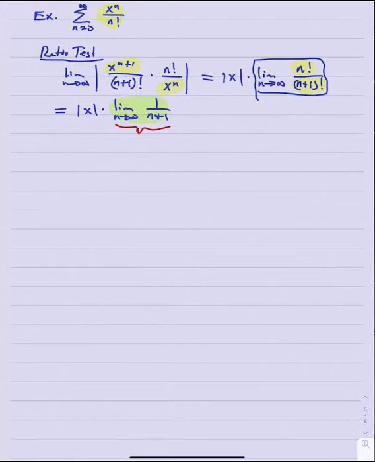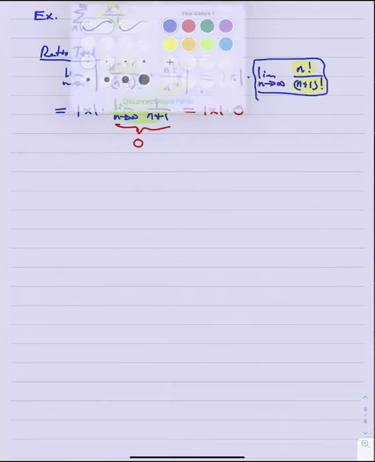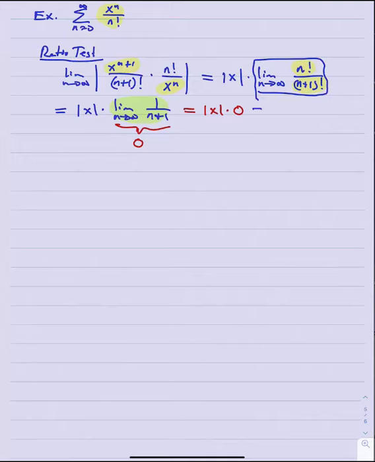And I should recognize that that limit is 0, which means this is absolute value of x times 0. Which, notice, regardless of what x is, that's always going to be equal to 0, no matter what x value I pick. And that is always less than 1.